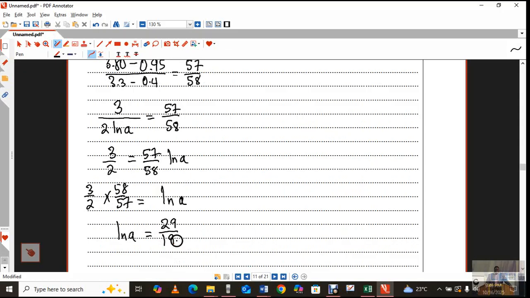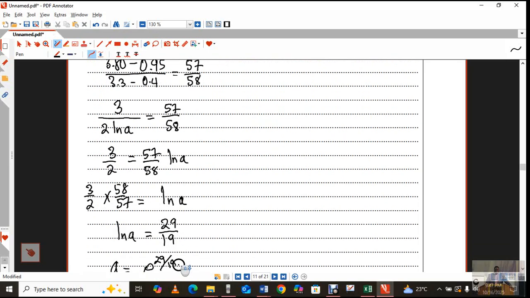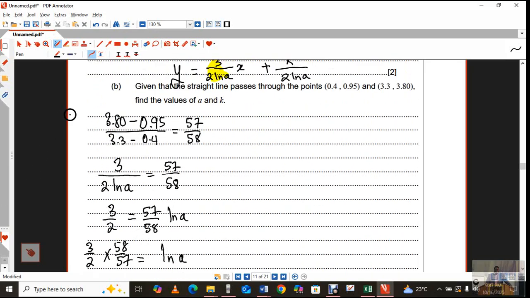I can now calculate the value of a. Remember, natural log of a is just log base e. So this is log base e of a, right? So what I will do, I'll just say that a equals e raised to the 29 over 19th power. Okay, so I'm not going to have my decimal equivalents and stuff like that. Then that allowed me to find the value of a. So I'm now going to see if I can find the value of k.